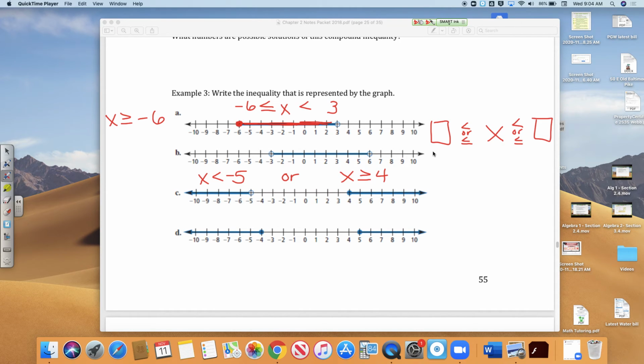When you have answers going on the outsides, you have to have the word or in the problem. If you have answers between two endpoints, the word and is not actually seen, but the way that you write your answer shows me that it is an and compound inequality. So go ahead and try B and D. I'll give you a couple minutes. Then we will go over them and call it a day.